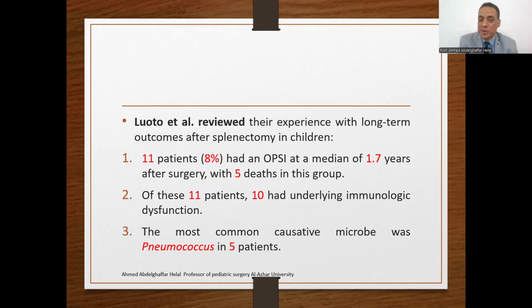Lotto et al. reviewed their experience with long-term outcome after splenectomy. Eleven patients had overwhelming infections, with a mean of 1.7 years after surgery, with 5 deaths in this group. Of these 11 patients, 10 had underlying immunological dysfunction. The most common causative organism in their study was pneumococcus.